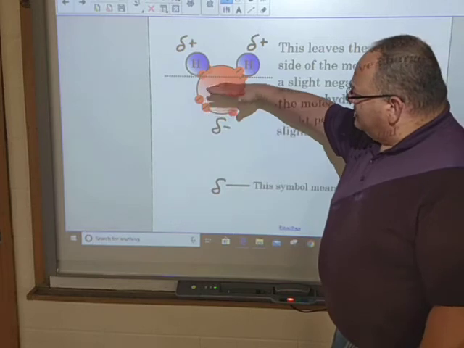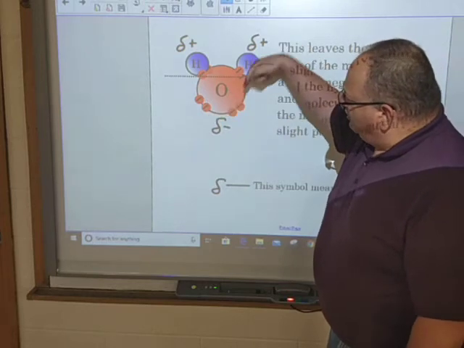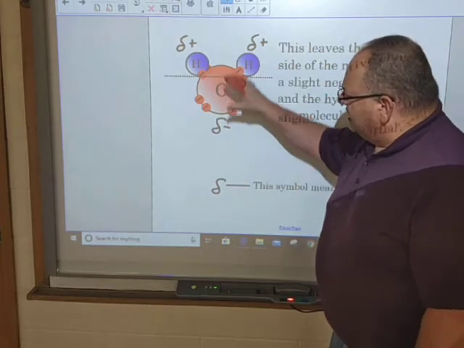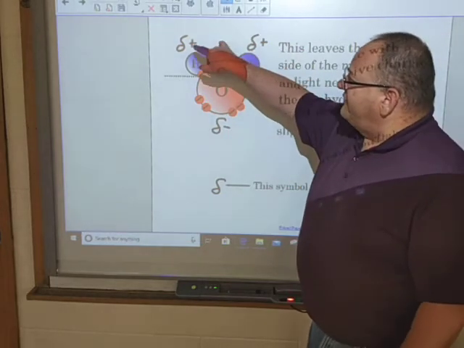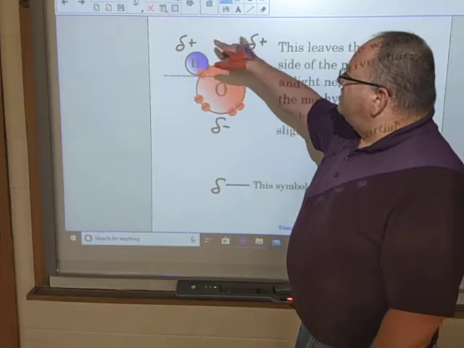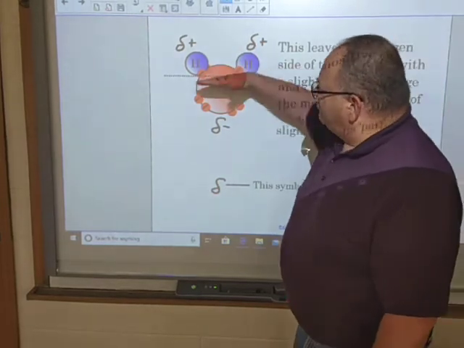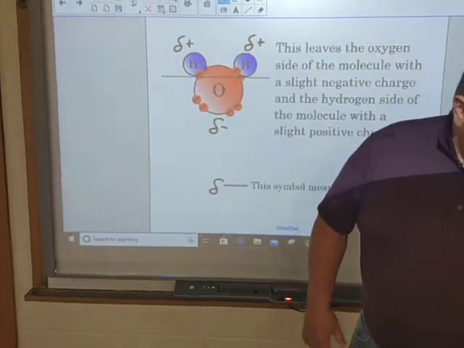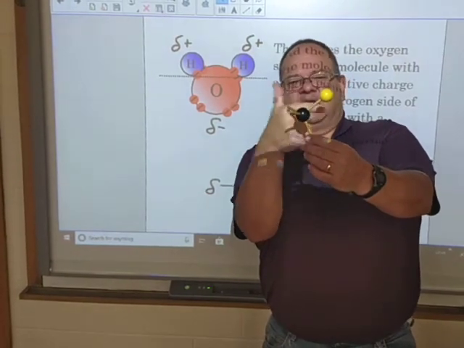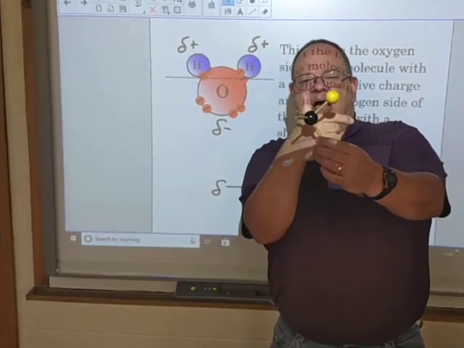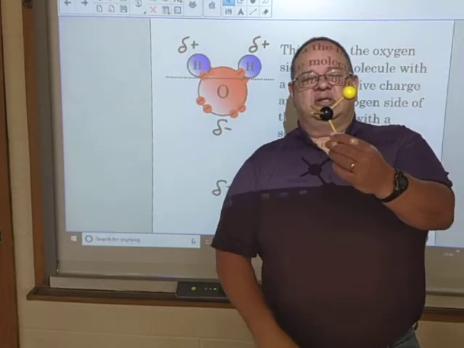So this side, this atom over here, because these electrons are pulled this way, this side of the molecule is a little bit negative. And the hydrogens have had the electrons pulled away from them, so they're a little bit positive. And if I draw a line through my molecule, I could draw my line like this. I could say that the hydrogen side is a little bit positive and the oxygen side is a little bit negative.